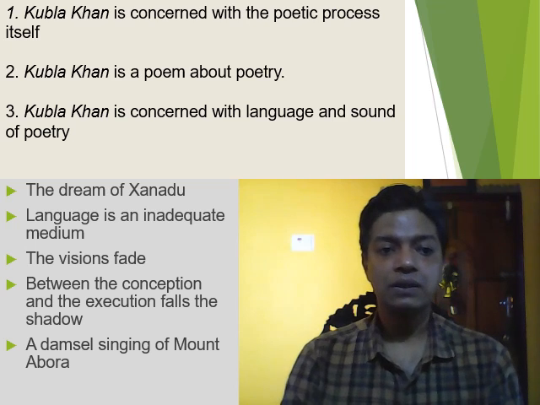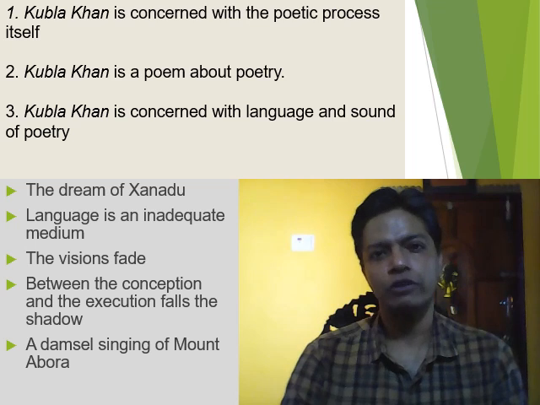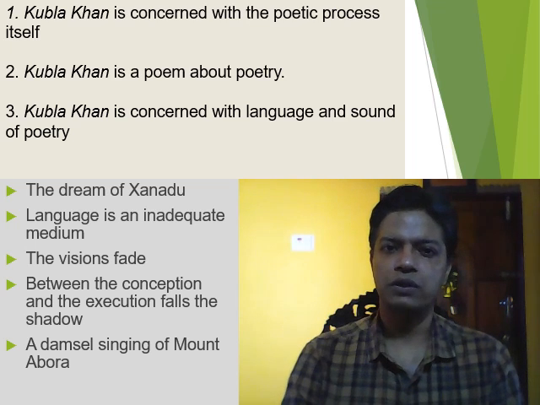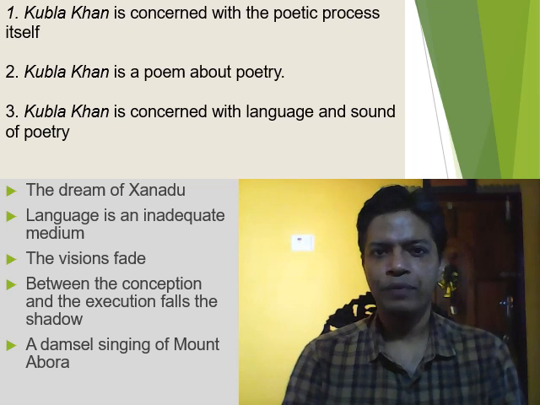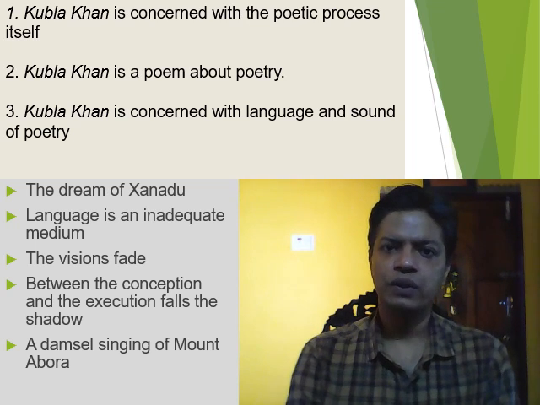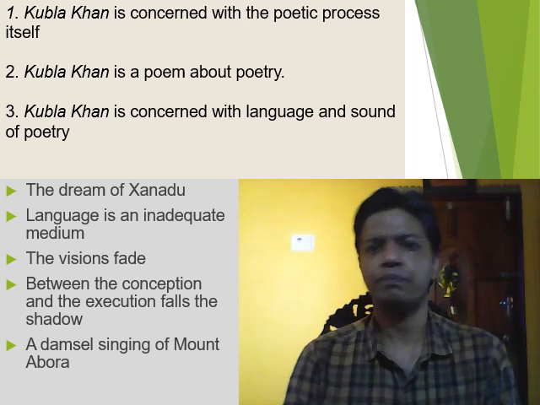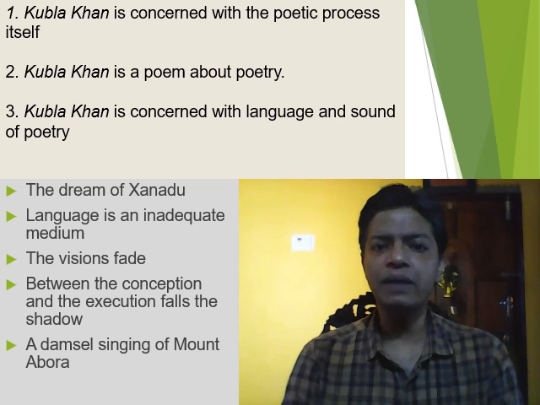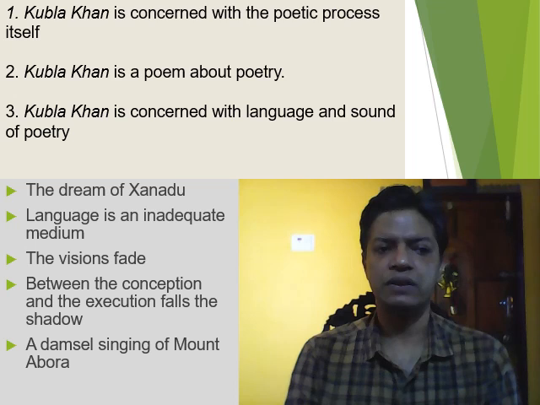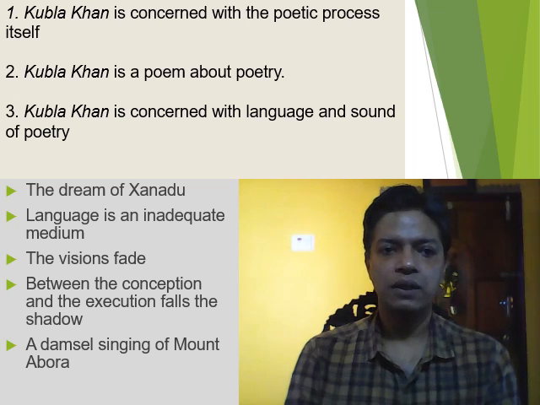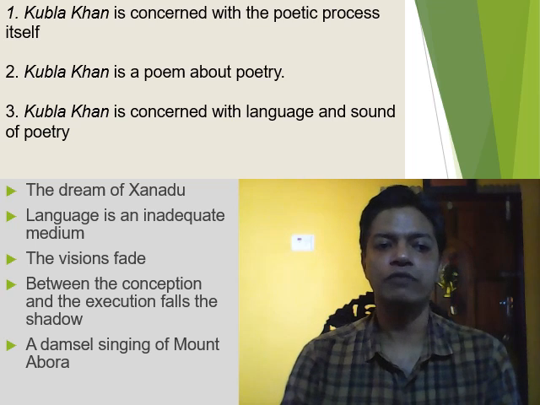You remember that Wordsworth said that there is no basic difference between the language of poetry and the language of prose. When prose is well written, it becomes almost poetic. Coleridge opposed Wordsworth's view and said that there is an essential difference between the language of poetry and the language of prose because poetry is metrically composed. So the first problem that Coleridge encounters is the question of language. Language is an inadequate medium that permits only an approximation of the visions.